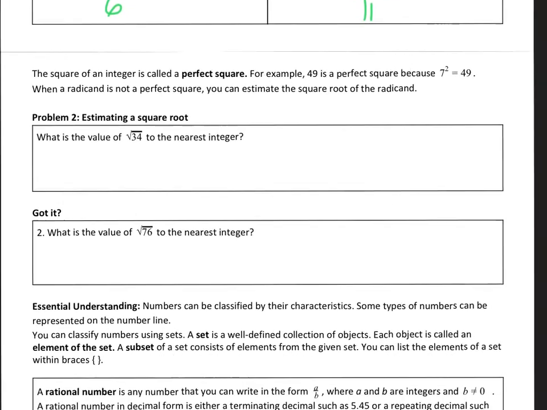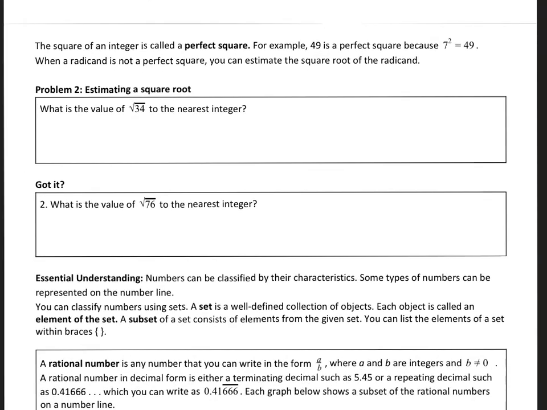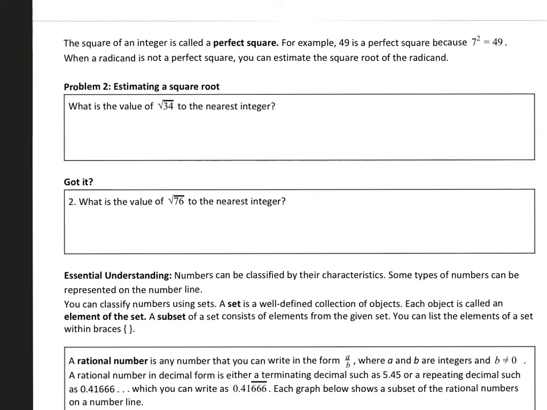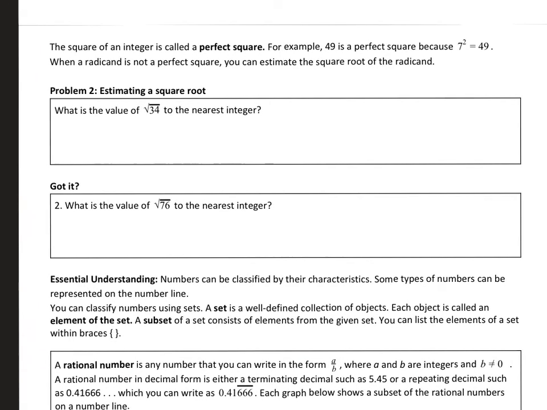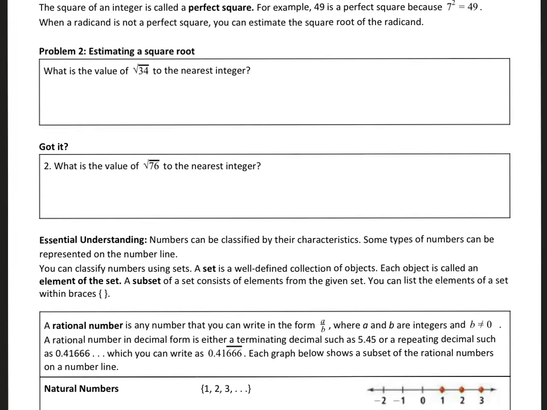So moving on. The square of an integer is called a perfect square. 49 is a perfect square because 7 squared is 49. When we find a radicand, something that we're taking the square root of, that is not a perfect square, we can estimate, okay? Now you're going to use calculators for a lot of these, but I like you being able to estimate some of these because then you understand what a range of correct answers is, or whether your answer was close to being correct.